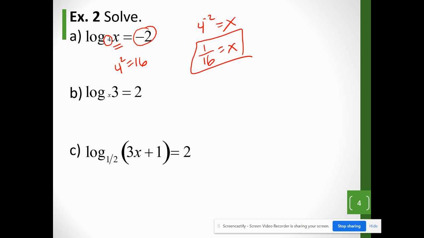Let me rewrite example B in exponential form. I'm going to write this as x to the second. Remember, that's my base, and that's my exponent. So that's why I wrote this as x to the second is equal to 3. And you can see where I got my 3 from. Now I have my x, and I'm thinking, how can I get my x by itself? There's a second power. How can I undo an exponent? Well, I'm going to do the square root of it. So I'm going to have that x is equal to plus or minus radical 3.